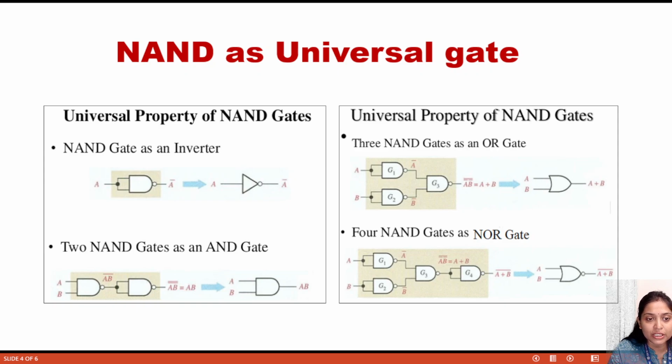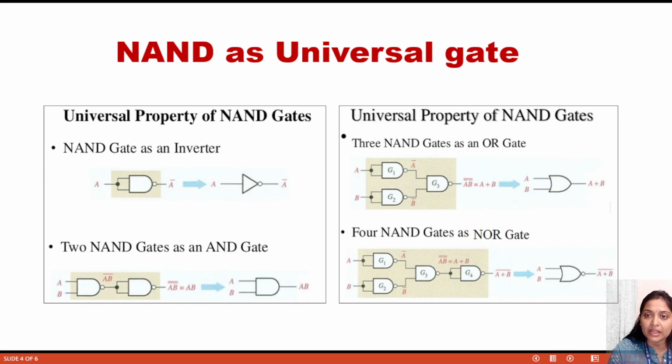The NOT gate is in the form of a NAND gate. This is the representation of the NOT gate as a NAND gate. So after passing through this NOT gate, it will come AB bar whole bar. According to the Boolean law, AB bar whole bar is actually AB. So we are giving A and B, and the output will be AB.